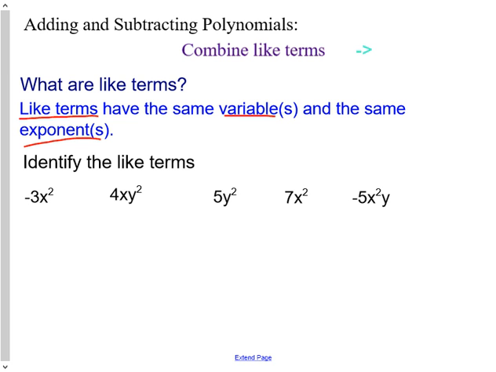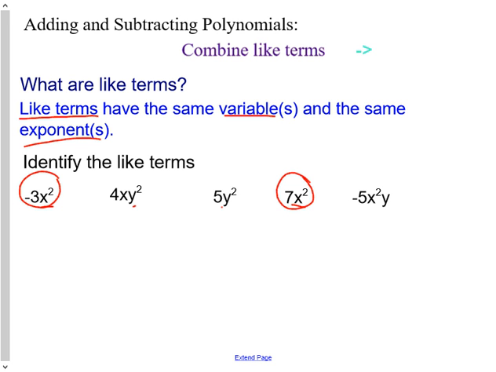Right, I've got an x squared here. We're looking for any others that have x squared. Here's another one, x squared. We skipped 4xy squared. We skipped 5y squared because y is different than x. And so these two, 7x squared minus 3x squared, are like terms.